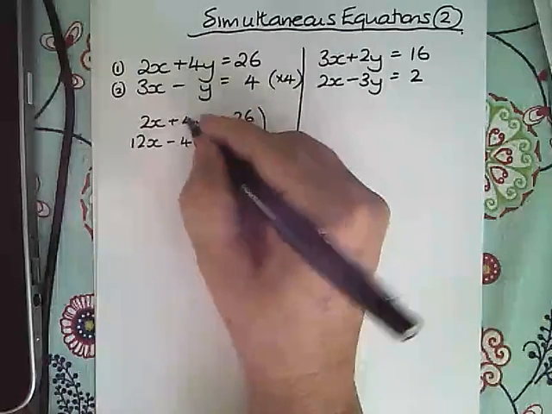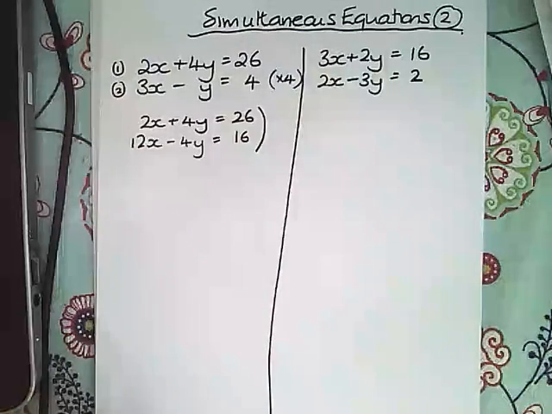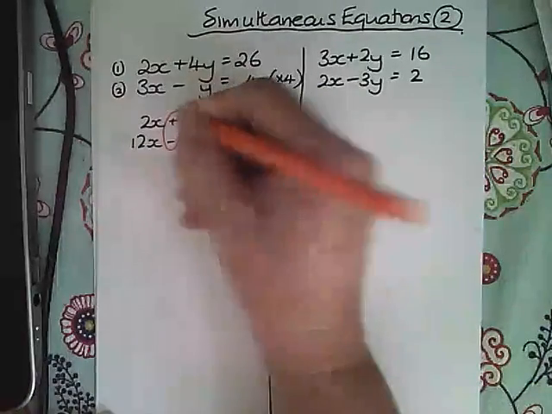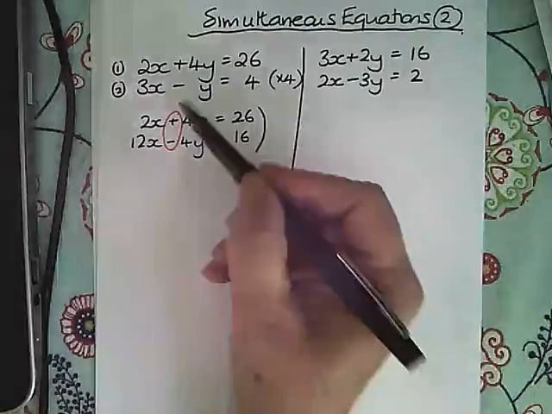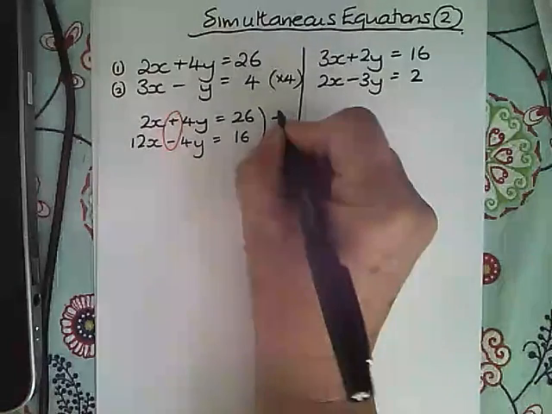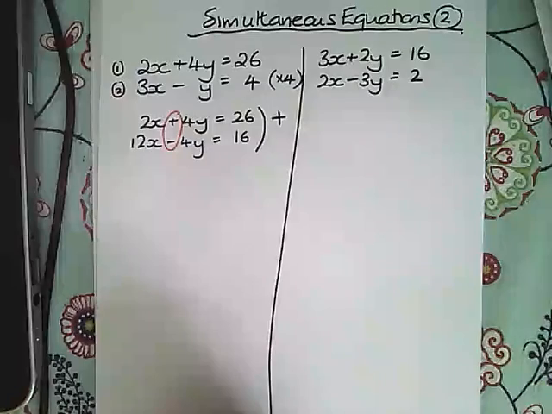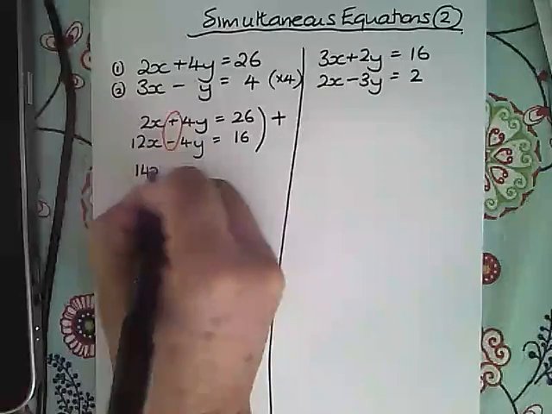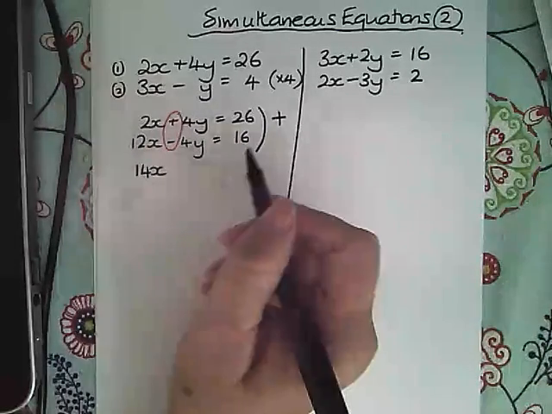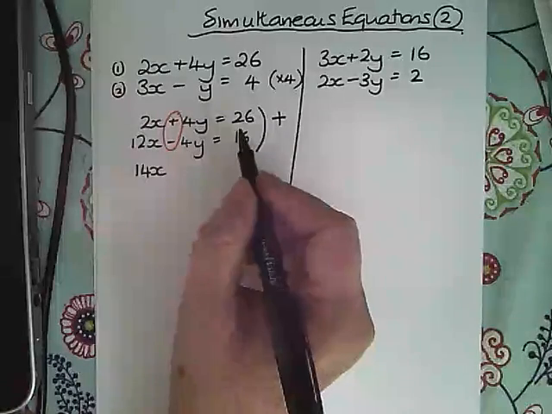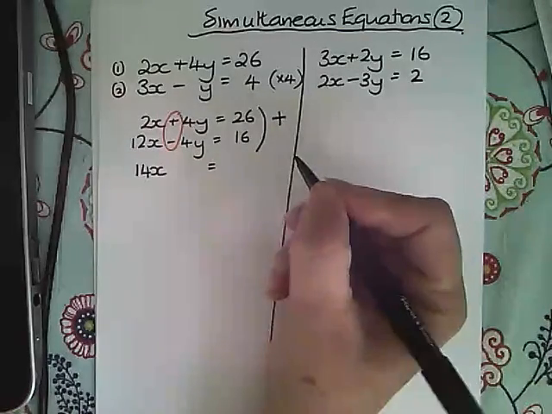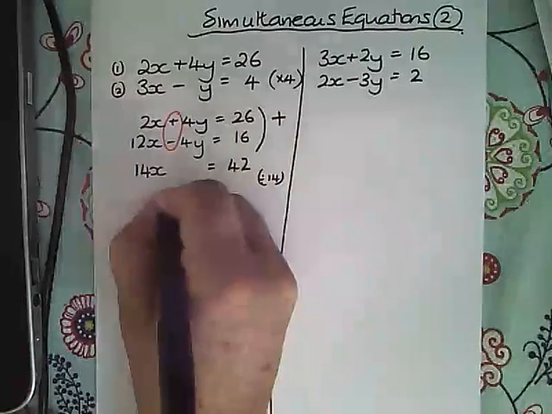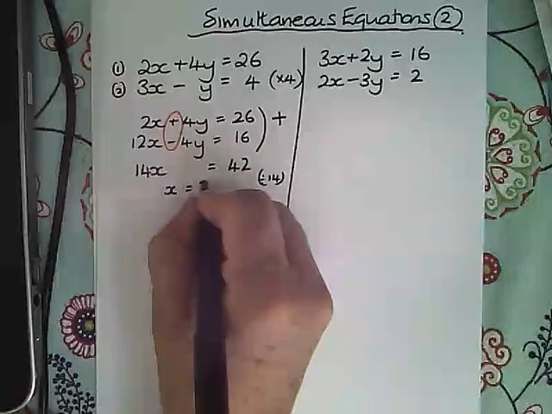Now the coefficients of y match up, but we're going to do our same signs subtract test to see if we're going to take them away, and we're not, because they're not the same signs. So we are going to add these two equations together, and you need to indicate clearly that that's what you're going to do. So 2x plus 12x is 14x. 4y add minus 4y, they disappear, that's your elimination part of the method. And then 26 plus 16 is 42. Divide both sides by 14 to solve for x, and x is equal to 3.